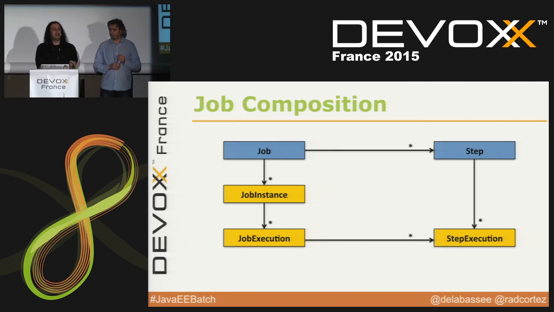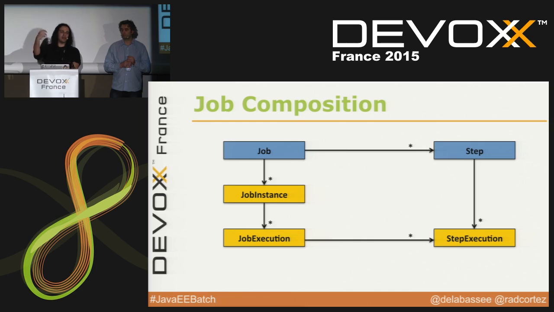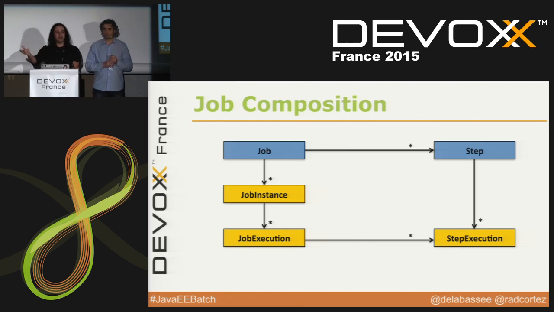Then looking a little bit more in detail at the job. A job is something a little bit abstract. You actually need to have some kind of representation of it, and that representation is called a job instance. And that job instance might have multiple job executions. So you have a job, which has multiple job instances, and a job instance has multiple job executions. For instance, if you stop the job, then restart the job, stop, start, and so on. And the same for step. A job has multiple steps, and a step might have multiple step executions.